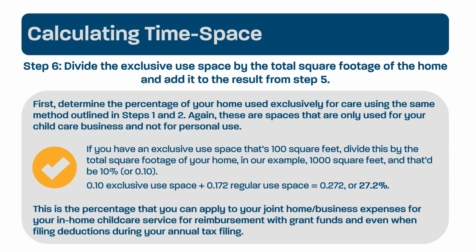Step 6. Divide the exclusively used space by the total square footage of the home and add it to the result from Step 5. First, determine the percentage of your home used exclusively for your childcare program using the method outlined in Steps 1 and 2. Again, these are spaces only used for your childcare business and not for personal use. For example, if you have an exclusive use space that is 100 square feet in addition to your regularly used space in your 1,000 square foot home, then divide 100 by the total square footage of your home, in this case, 1,000 square feet. That is 10%, or 0.10.